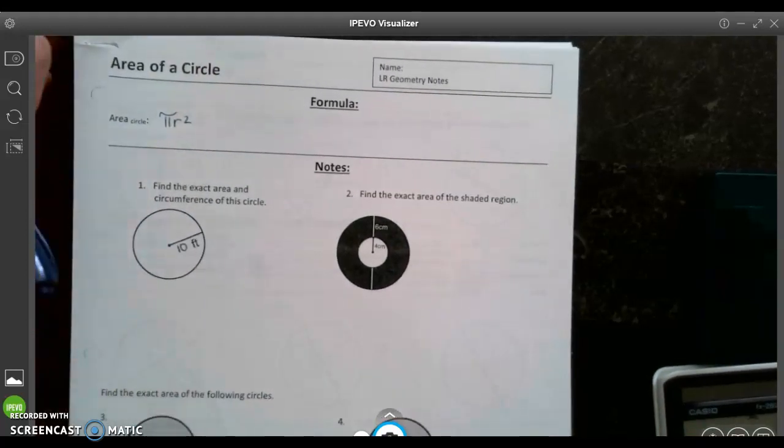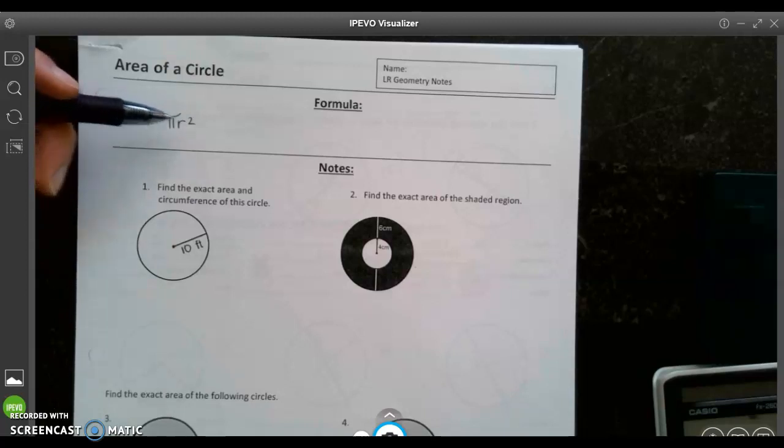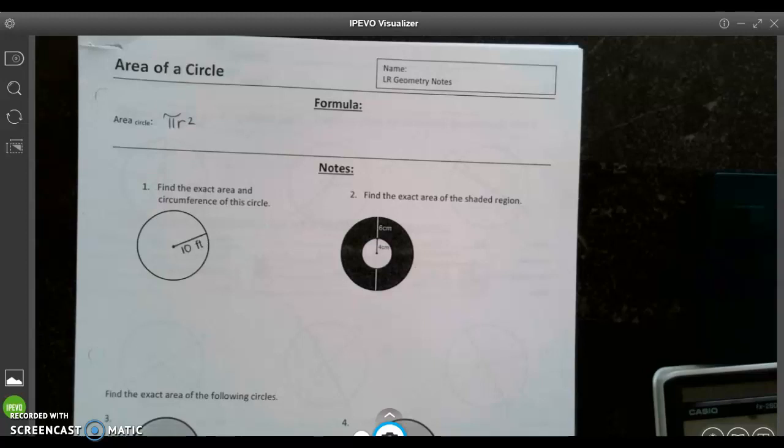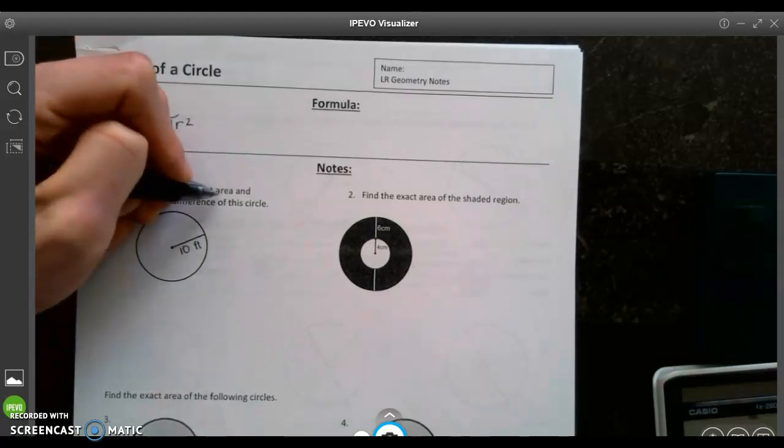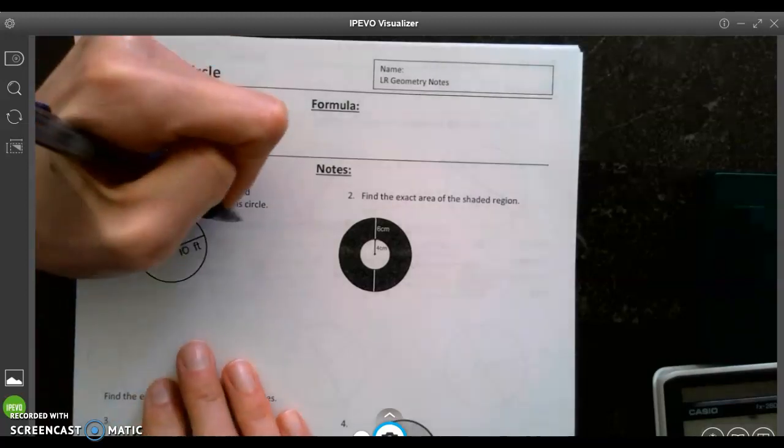All right, now that we've looked at circumference, we're going to take a look at area of a circle. Area of a circle only has one formula. It's right here. Area equals pi r squared, so pi times the radius squared. It can get a little bit confusing working with a couple of different formulas because they do look similar. So in this first problem, we're going to look at both the exact area and circumference of this circle. So let's go back and review circumference.